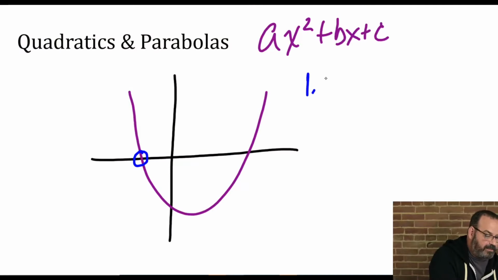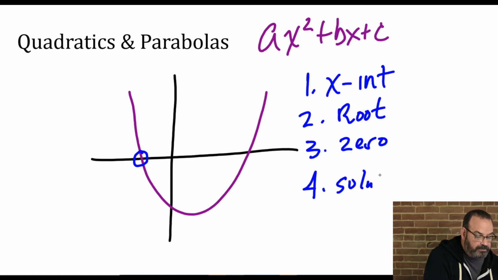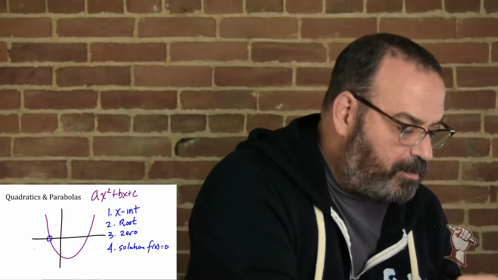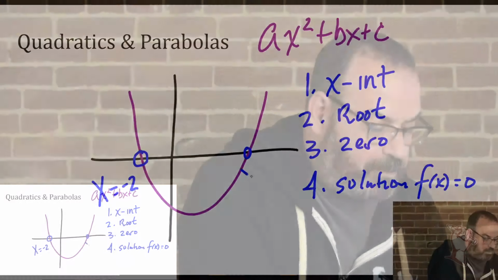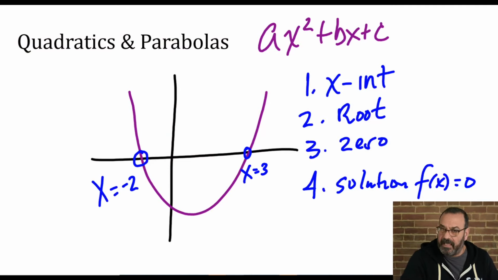This is the x-intercept. It is also called the root, the 0, or the solution when the function is equal to 0. So let's say this is the point x is equal to negative 2. And this is the point x is equal to 3. Our x-intercepts are negative 2 and positive 3.